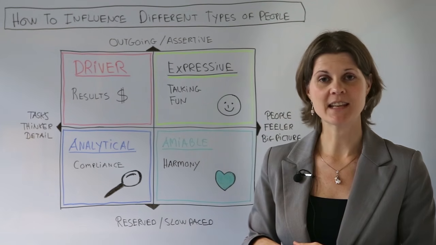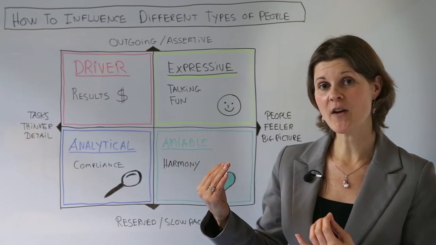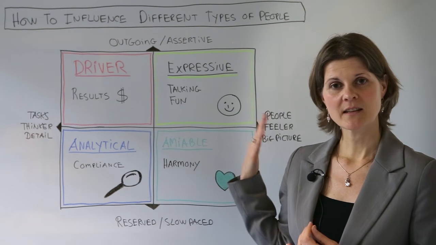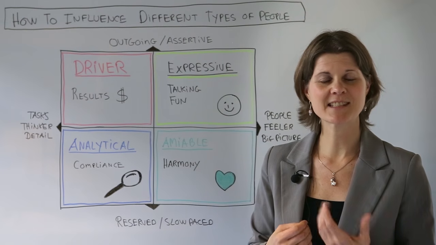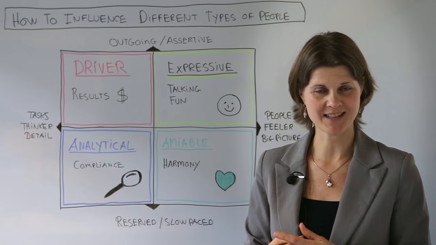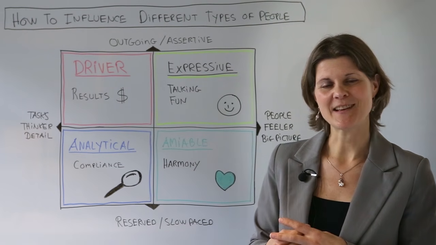Now moving to the yellow personality type. These are expressives. They're outgoing, fast, but they're people-oriented, they're feelers. In an organization, they're typically your salespeople and your marketing people. They like fun. So how to influence them?